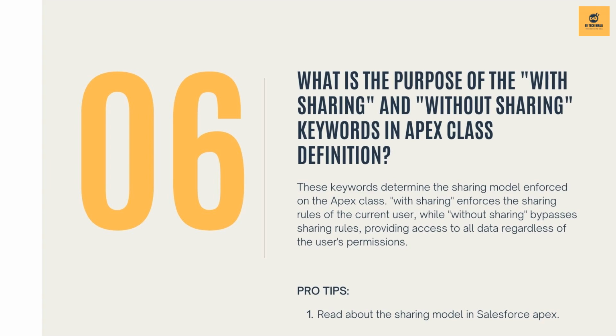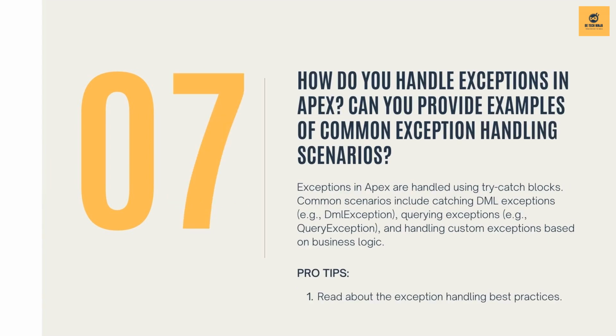Let's move on to the next question. How do you handle exceptions in Apex? Can you provide examples of common exception handling scenarios? Exceptions in Apex are handled using try-catch blocks. Common scenarios include catching DML exceptions, for example DMLException, querying exceptions, for example QueryException, and handling custom exceptions based on business logic.